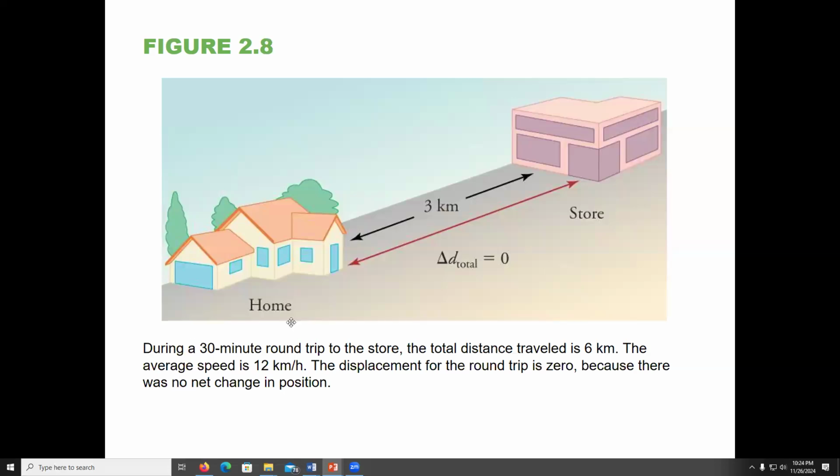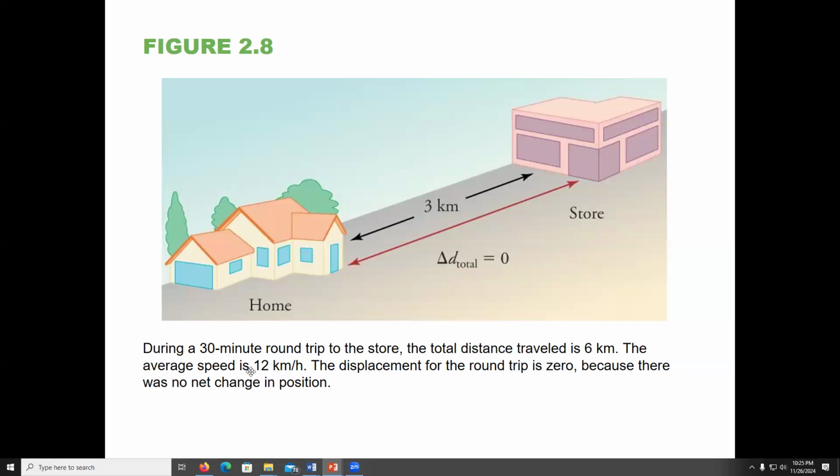Now, during a 30-minute round trip to the store, the total trip was 30 minutes. Could have gone there in 10 minutes and come back in another 20, or could have gone there in 29 minutes and come back in a minute. We don't know the details, but all we know is that the entire trip time was about 30 minutes. And the total distance covered is 6 kilometers, going in one direction 3 kilometers, coming in the opposite direction 3 kilometers. So that is how we calculate the average speed.